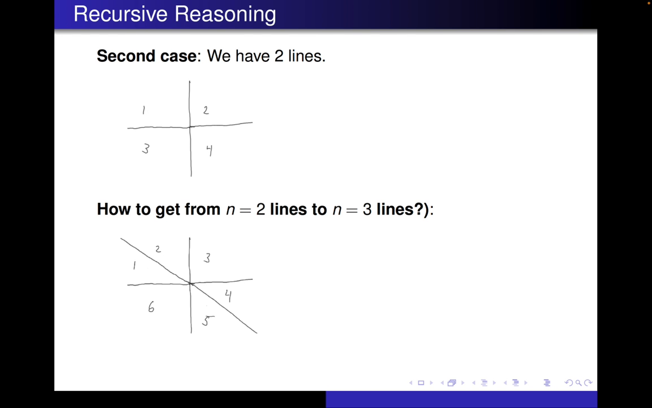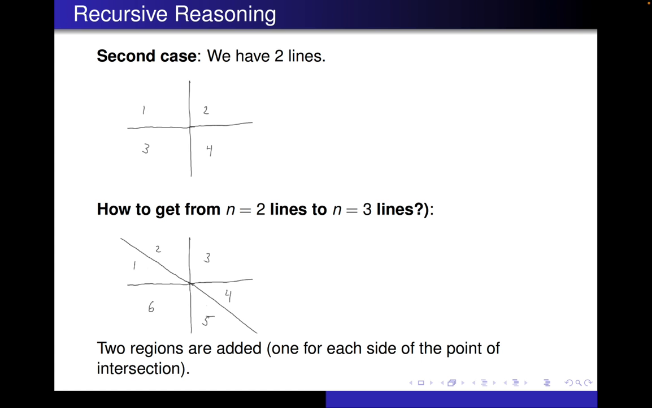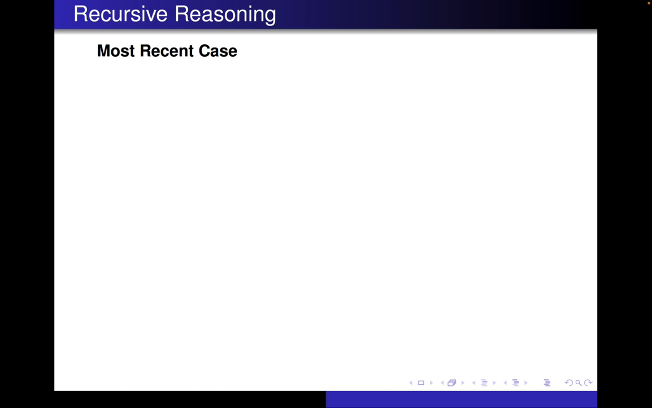And that gives us 6 regions altogether. What happened was 2 regions were added. Once again, one for each side of the point of intersection. One on the upper left side of the point of intersection, one on the lower right of the point of intersection. And so it looks like we have a pattern going on.